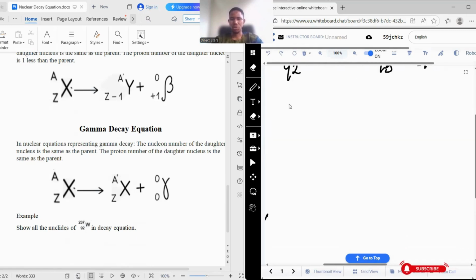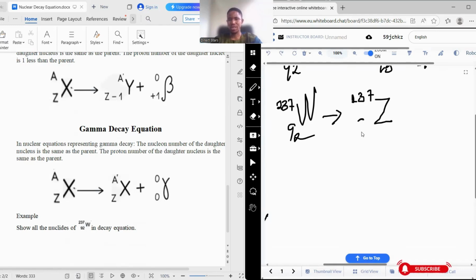Now let's go to beta plus. Beta plus, we still have 237, 92. It will give out 237, the same mass number. Then we have Z as the daughter nucleus, and we have 91 here. That will give us beta 0, plus 1. So that's 91 plus 1, we still have 92, and 237 and 237. 237 plus 0, we still have 237.